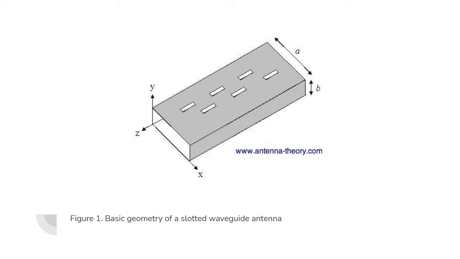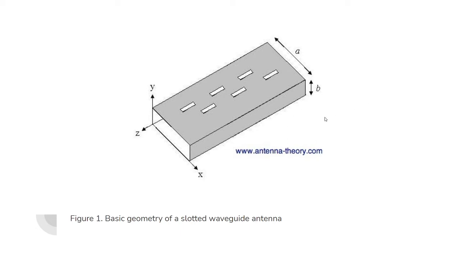So, the position, the shape, and the orientation of the slots will determine how much, or if, they radiate. In addition, the shape of the waveguide and the frequency of operation will play a major role. To understand what is going on, we will need to understand the fields within the waveguide first.